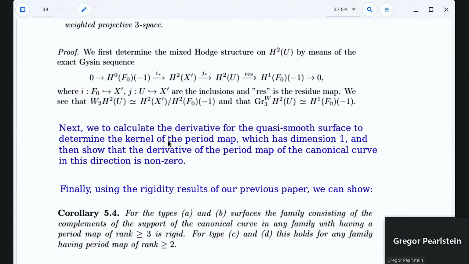And now I had mentioned some rigidity results at the beginning of the paper. Okay, and so that's this corollary 5.4 for the surfaces of type A and B. The family consisting of the complements of the support of the canonical curve, as soon as the period map has rank greater than or equal to 3, it's rigid. And for C and D, you can do a little bit better, as it only has to be 2. Okay, so, and I guess I went a little bit faster than I went in Ohio.